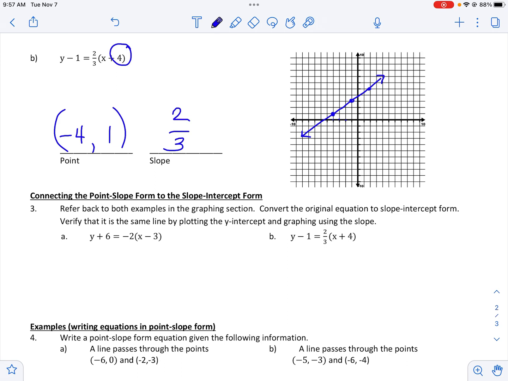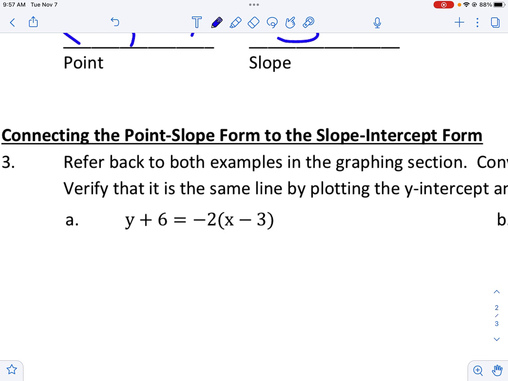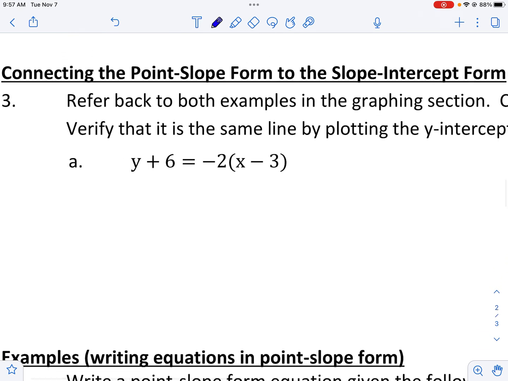All right, so when we look at question 3 down here, it says we're going to essentially convert those back to slope-intercept form. So what we're going to do is go ahead and do essentially an algebra problem to solve it. So let me go ahead and just focus on that one.